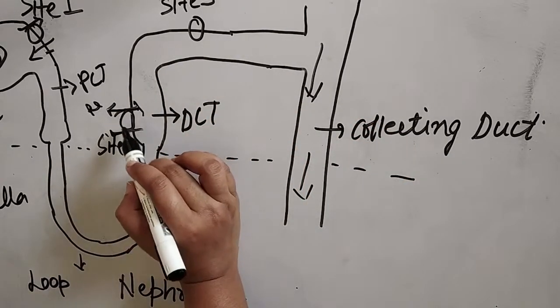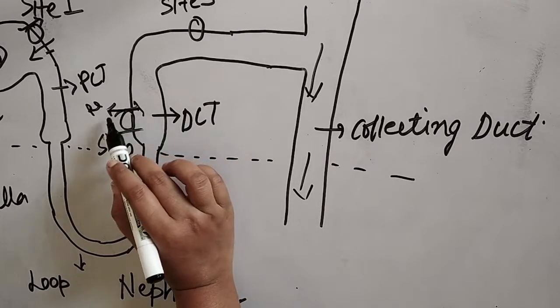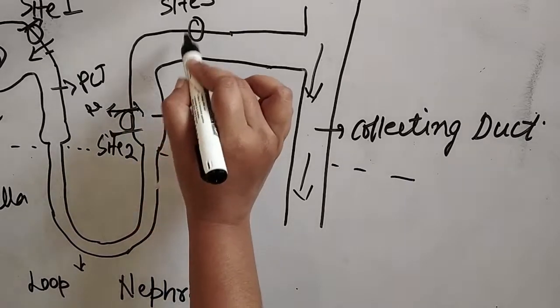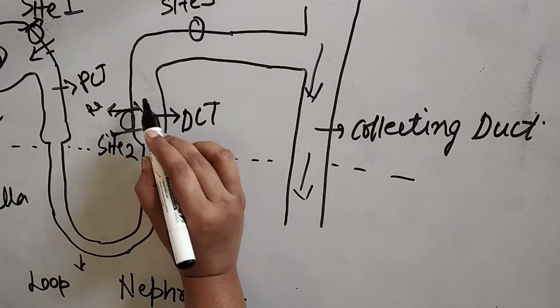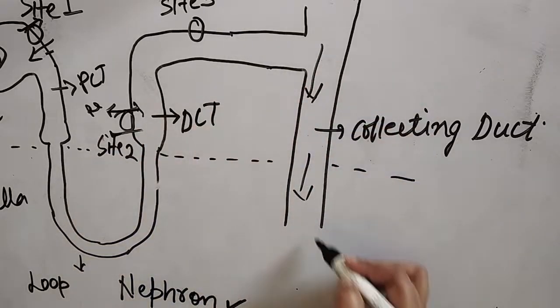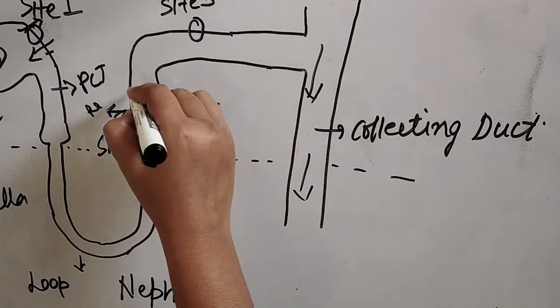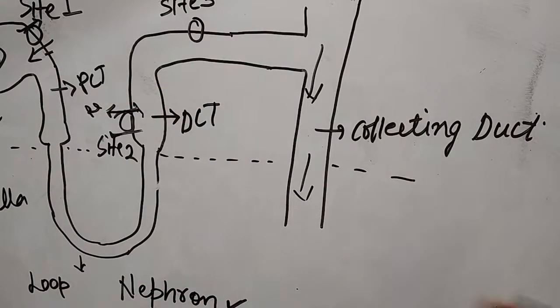Basically these sites have specific channels through which the influx and outflux of ions and water take place. Here you can see various sites. If the ions present inside the nephron are here, they can easily be excreted out. But if they go outside into the cortex, then reabsorption will take place and again they will enter the body.